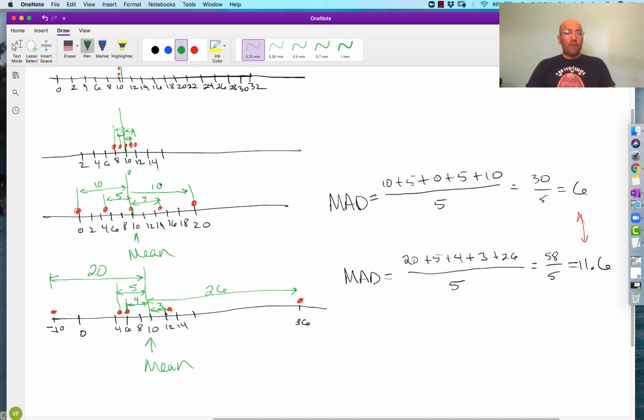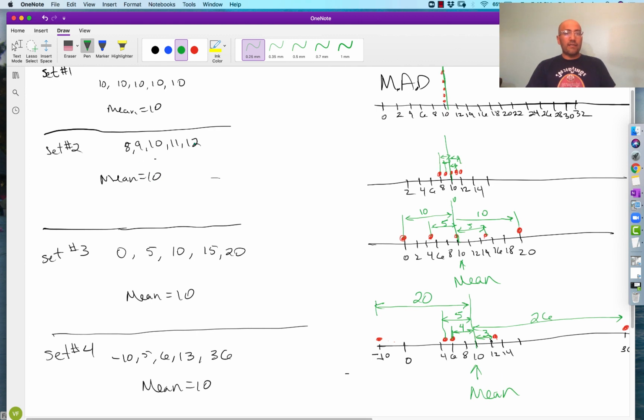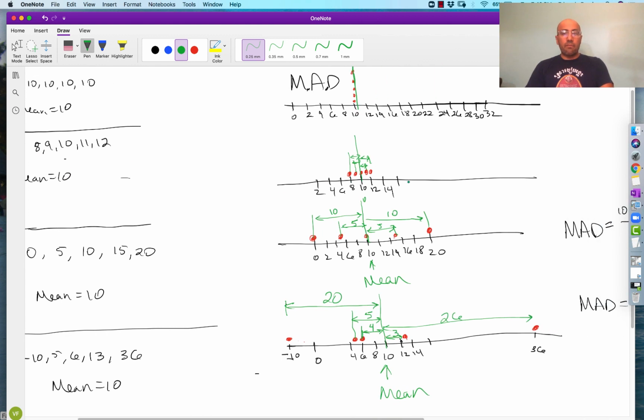Good. Okay, and then this next one, well, this was 8, 9, 10, 11. Okay, we can tell that this is going to be a much smaller result, right? So this one was 8, that's 2 units away from the 10. And then this one was a 9, which means it's 1 unit, right? That guy right there is 1 unit away from the 10. And then the 11 is also 1 unit away from the 10. And then finally, this guy is 2 units away from the 10.